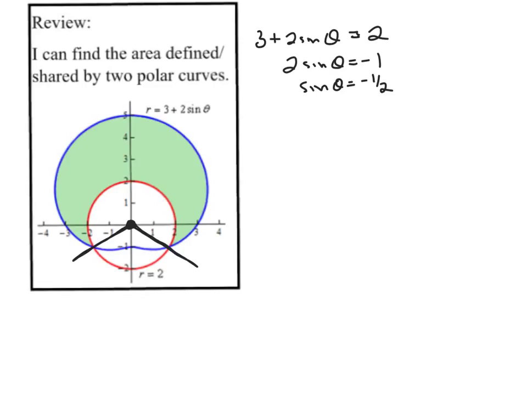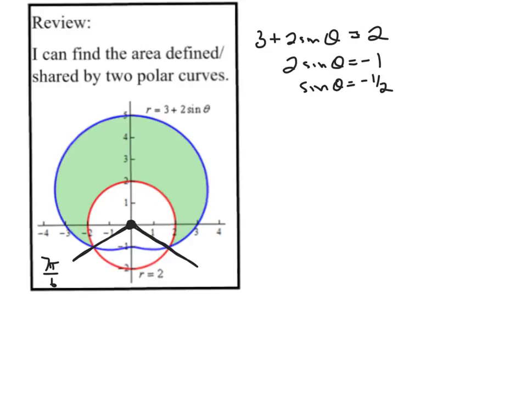Well, the sine of theta is positive 1/2 at pi over 6. So that's over here. 5 pi over 6 would still be positive, so this would be 7 pi over 6. Now, this other spot would be 11 pi over 6, but here's the problem. I'm actually going to want to integrate this thing going in this direction.